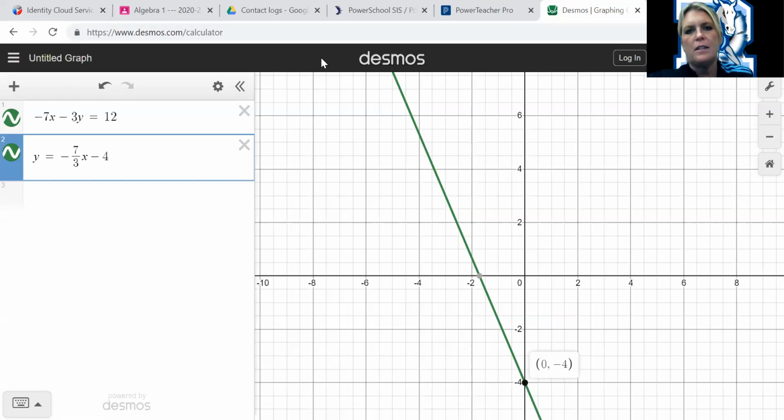From left to right, this line is going down, and that's what we're going to sketch. So right here, we start at -4. And from left to right, it is decreasing, so it is going down, and we would sketch it like this. All right, that should be the last one on this paper.